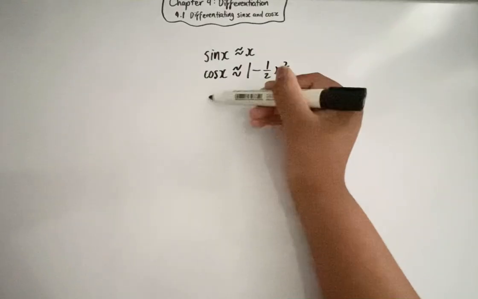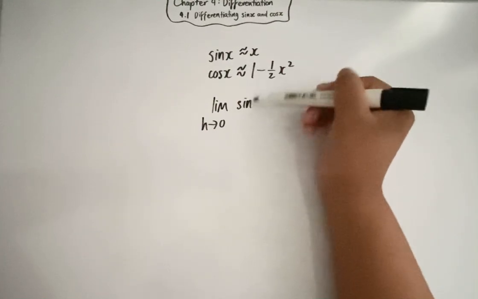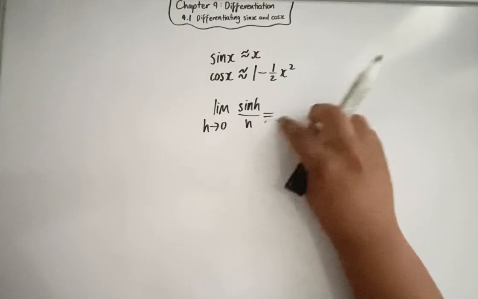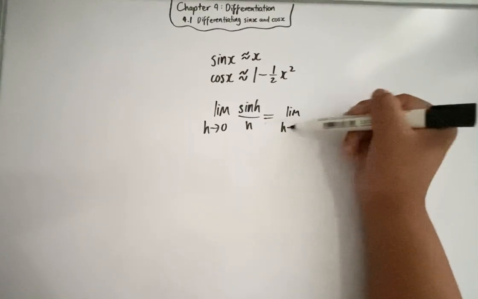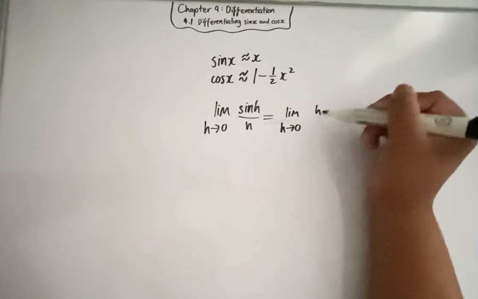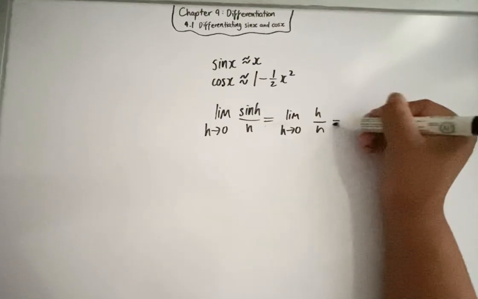This means that the limit, as h tends to 0, of sin h over h is equal to the limit, as h tends to 0, of h over h, because sin h can be replaced with h, since h is small, it's tending to 0, and h over h is just 1.